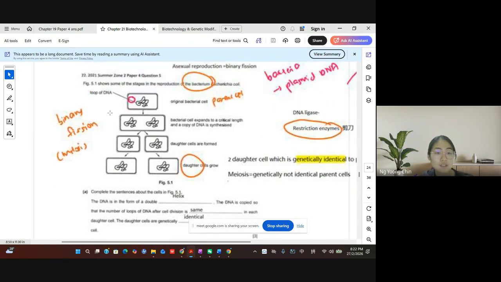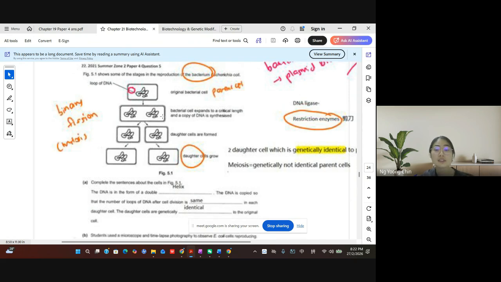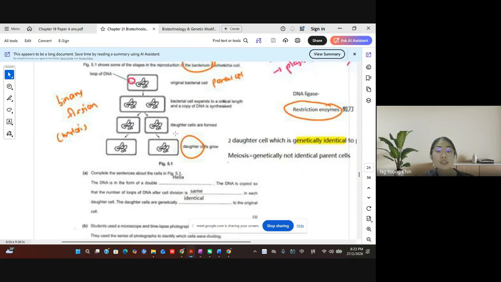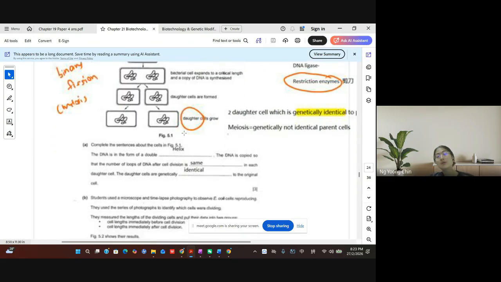And then this one is from the 2021 questions. So you can see this is a bacterial cell, and this bacterial cell is being divided by binary fission. So it's an asexual reproduction. DNA is one whole form of the double helix, and then DNA is copied to a number of loops. The cell division is the same in each daughter cell, so daughter cells are genetically identical to the original cell.